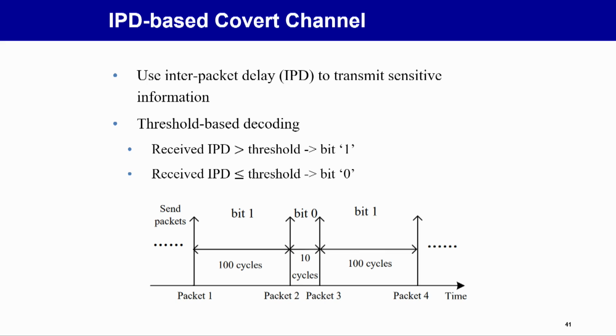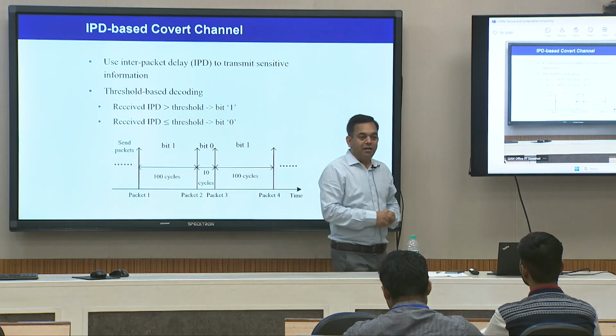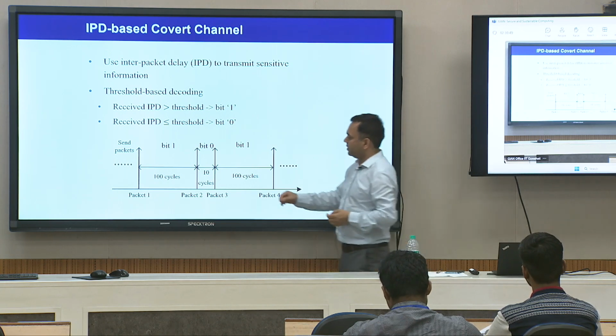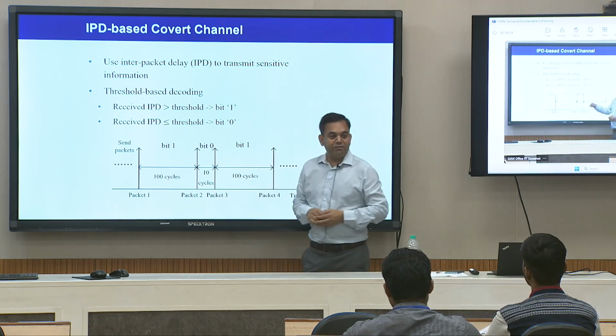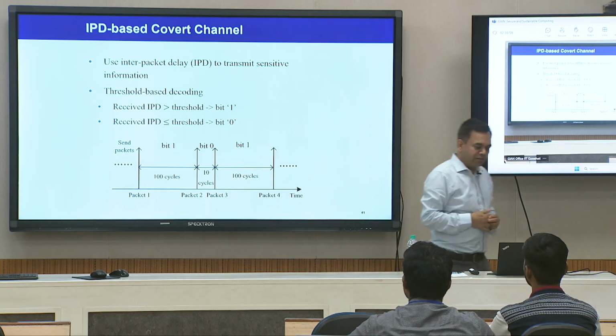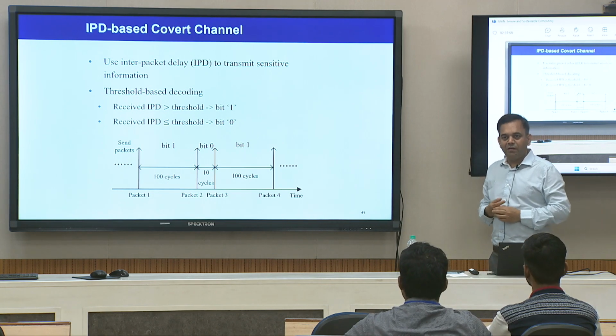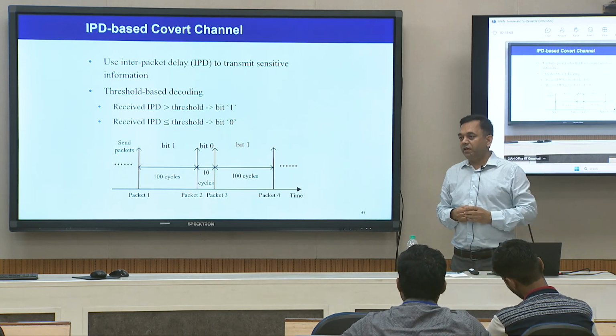Here I can set a threshold like 50 cycles, right? If my packets are received after 50 cycles, I will say bit 1. If it is less than 50 cycles, I will say bit 0. As you can see, the timing is very, very useful, and the timing attack is actually very popular.